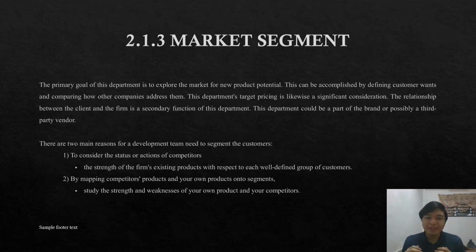For market segments, I want to talk about the 2 main reasons for a development team to segment the customers. Consider the strategy or action of competitors, and map the competitors' products and your own products onto segments.